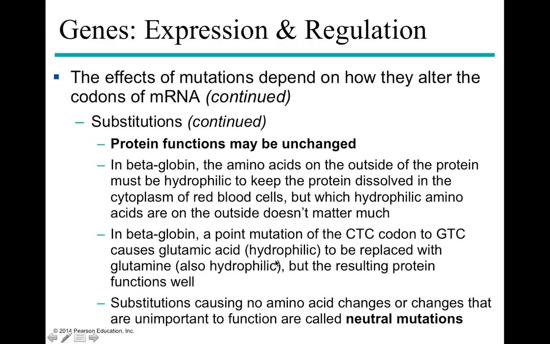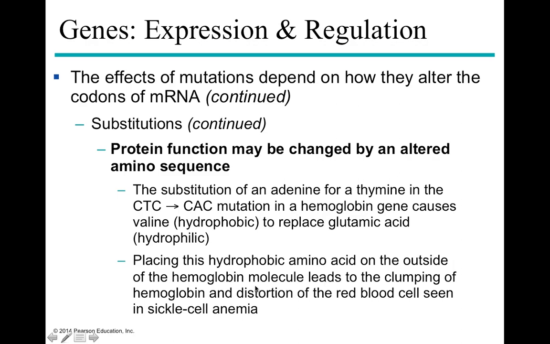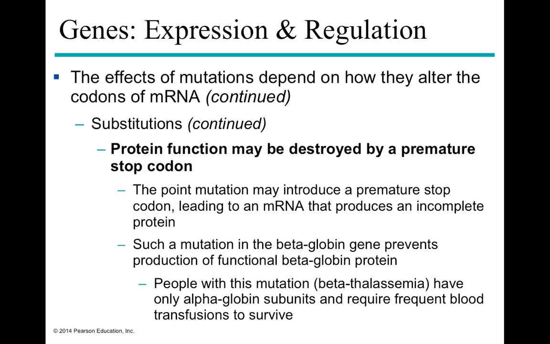So those are called neutral mutations. But if we change it to hydrophobic, when it is supposed to be hydrophilic, this is a really big deal. Now it's supposed to interact with the cytoplasm, and it doesn't. It wants to interact with the membrane. And that's going to lead to clumping of the hemoglobin and distortion of the red blood cells that is known as sickle cell anemia. A point mutation can also introduce a premature stop codon.